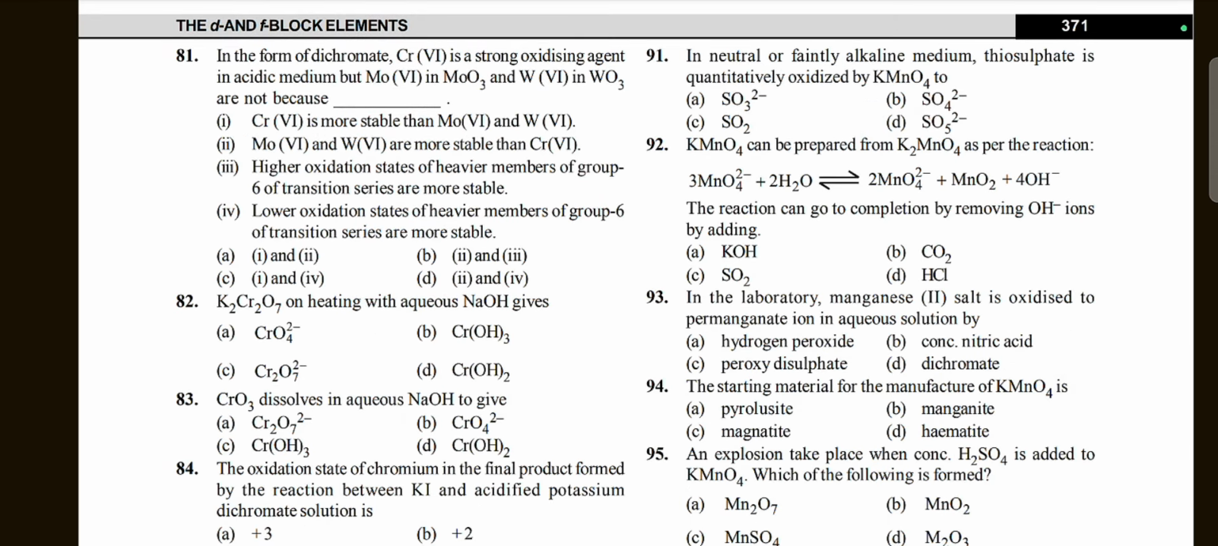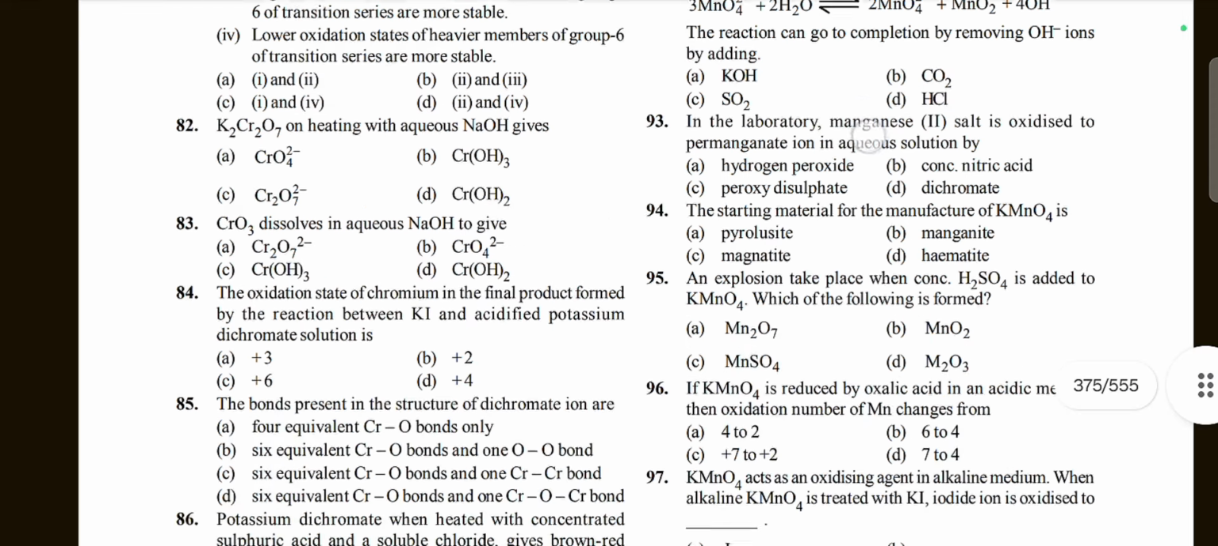In the form of dichromate, Cr6+ is a strong oxidizing agent in acidic medium, but Mo6+ in MoO3 and W6+ in WO3 are not, because Mo6+ and W6+ are more stable than Cr6+. So option 2 is correct, and option 3, higher oxidation states of heavier members of group 6 of the transition series are more stable. So both 2 and 3 are correct. Option B will be the answer.